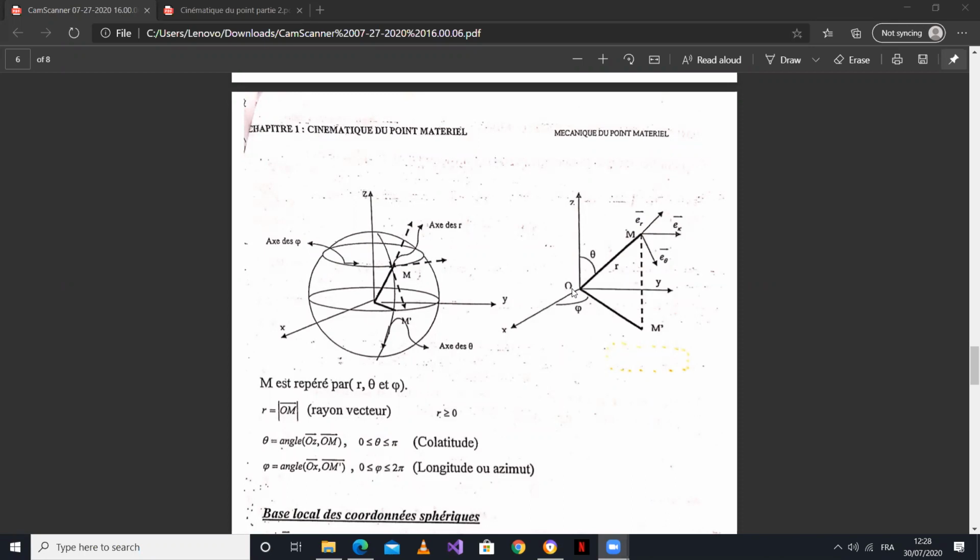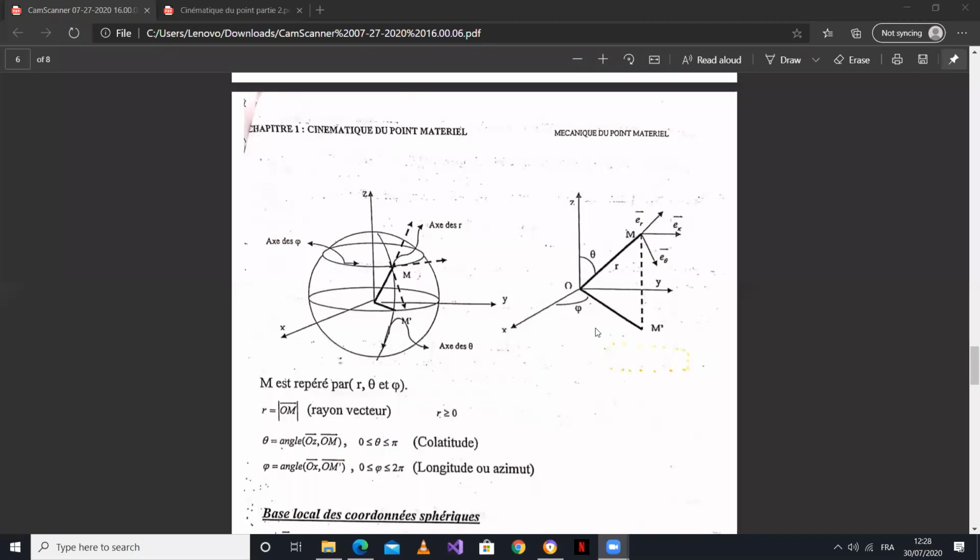And phi is the angle between OX and OM prime. So it tells us the position of the point M in the horizontal plane, and theta is going to tell us the position of M in the vertical plane.